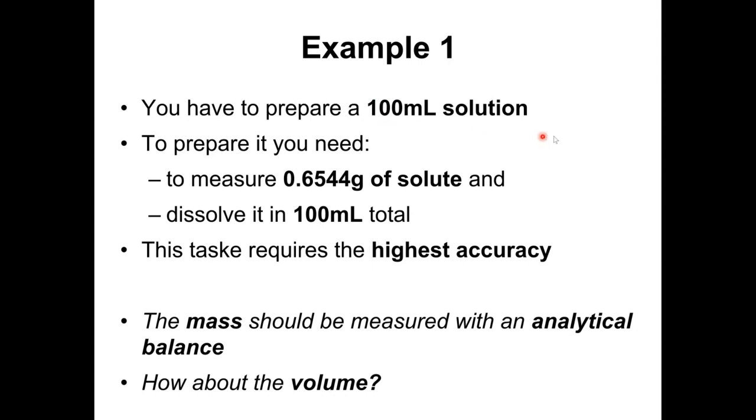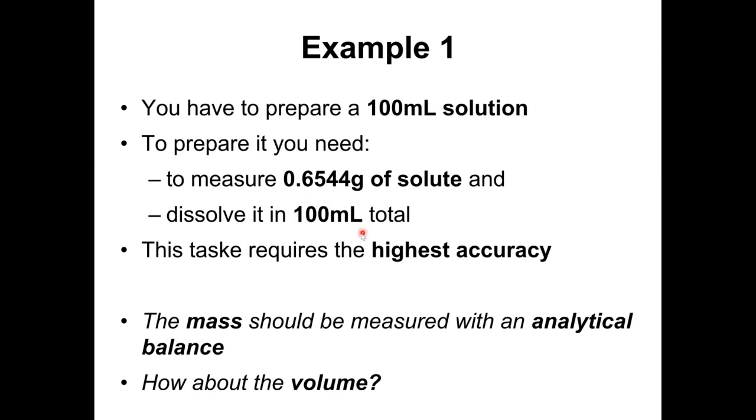So you're asked to prepare a 100 milliliter solution. And to prepare it, what you will need to do is measure the specific mass of the solute that is dissolved in the solution. We have not talked about solutions and dilution, but please trust me. You would have to measure a certain mass with the balance. So let's say you have to measure 0.6544 grams of solute. And you would have to resuspend it in 100 milliliters total solution, which would include the volume taken by this mass as well. So coming to the mass we just discussed, the best scenario in this case, since it's lower than 1 gram, would be to use an analytical balance.